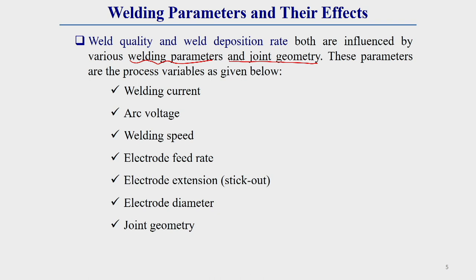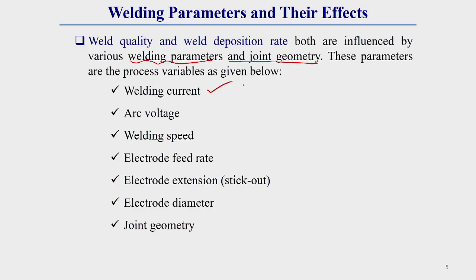The major welding parameters which affect the weld quality, weld bead geometry, and deposition rate are as follows: welding current, arc voltage, welding speed, electrode feed rate, length of stick out or electrode extension, electrode diameter, and the last parameter, joint geometry. I will discuss the details of each welding parameter and joint geometry in the subsequent slides, where we will see the effect of these parameters on overall weld quality.